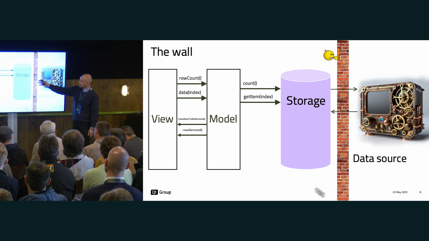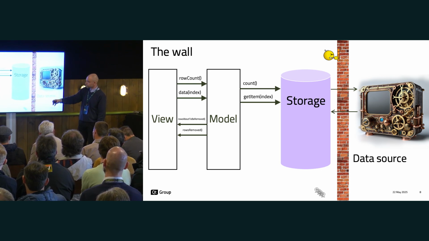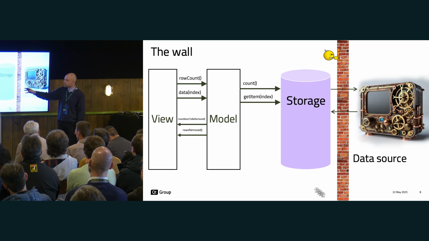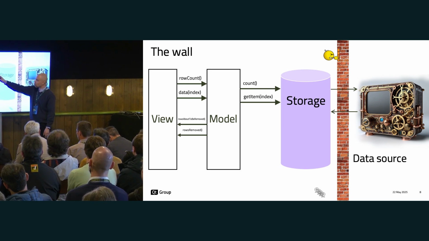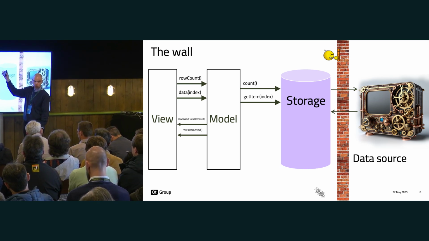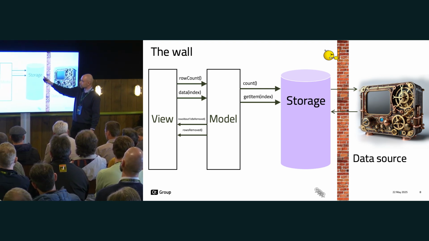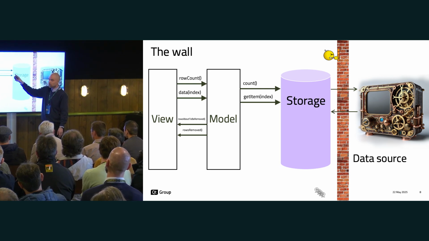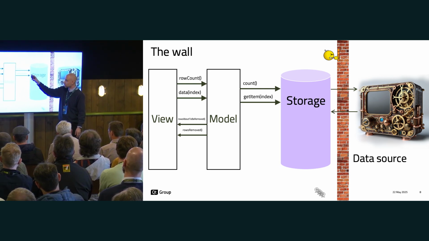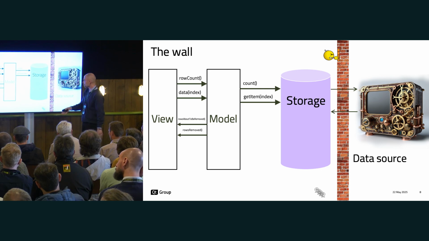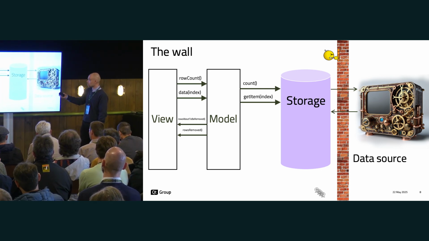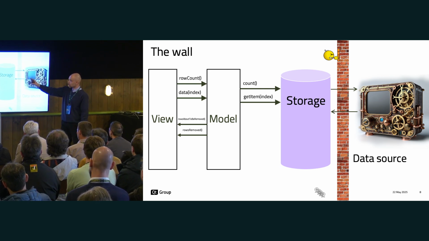Now, my pattern here introduces a storage. This is just generally the place where the data is. And since row count needs to be able to get the count from storage, it means that the storage is in the UI thread and has a synchronous interface. Give me the count. Give me an item for the index in question. Fine. And then we have the data source, which is behind the so-called wall. So we can have asynchronous communication, and storage is handling that part.